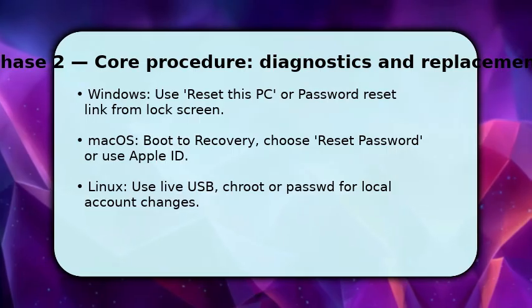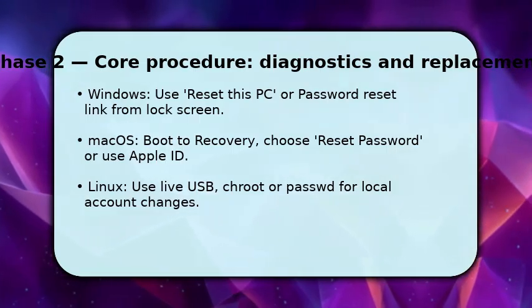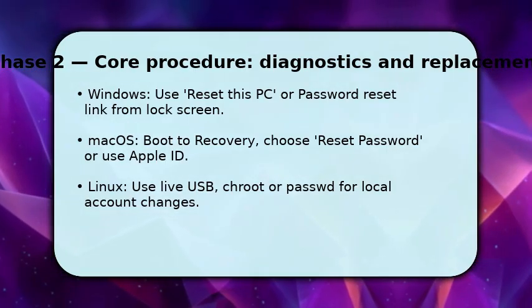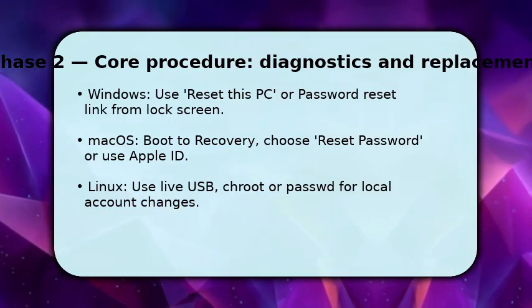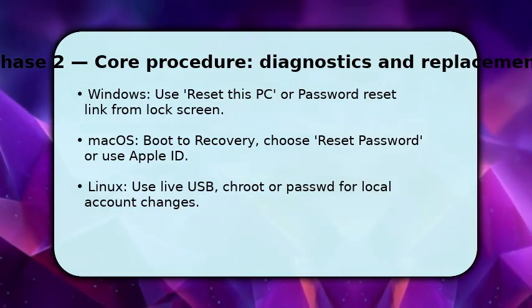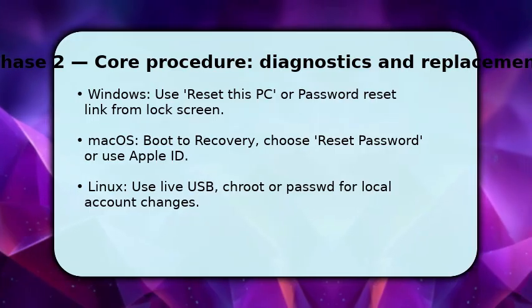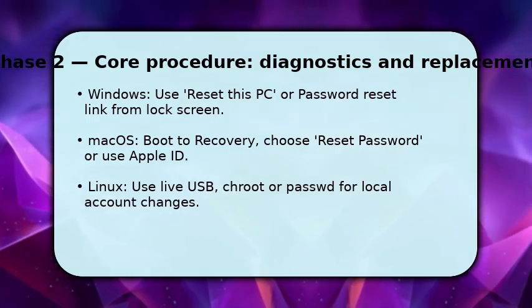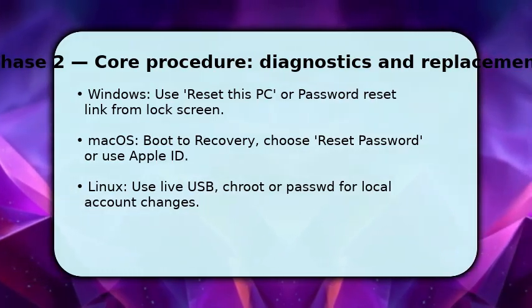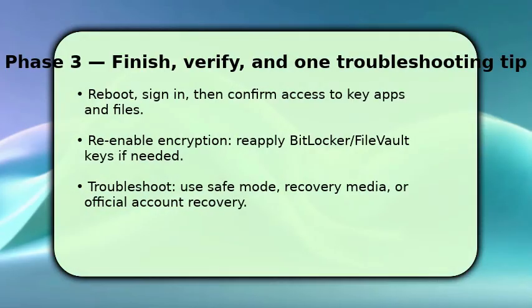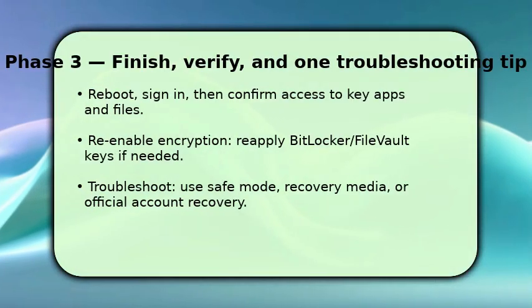Microsoft accounts accept a code. For macOS, boot to recovery with Command-R and use the Reset Password utility or authenticate with Apple ID. On Linux, boot a live USB, mount the root partition, chroot, and run passwd to set a new password. Proceed after confirming the prompt. Finish by rebooting and signing in with the new credentials.